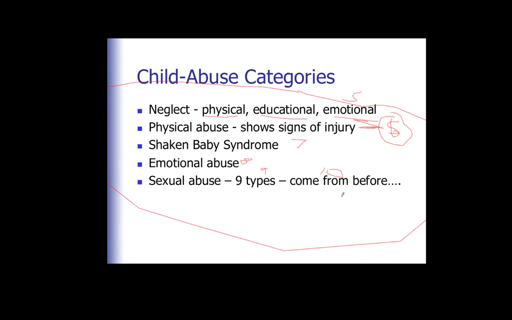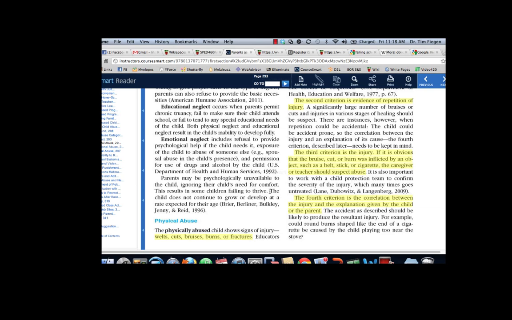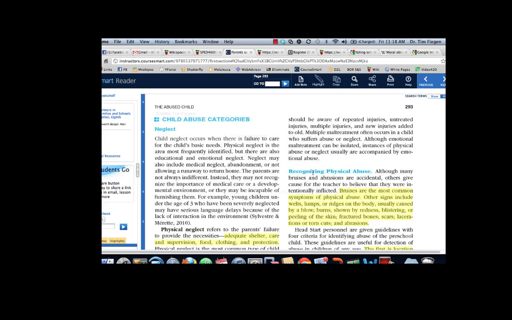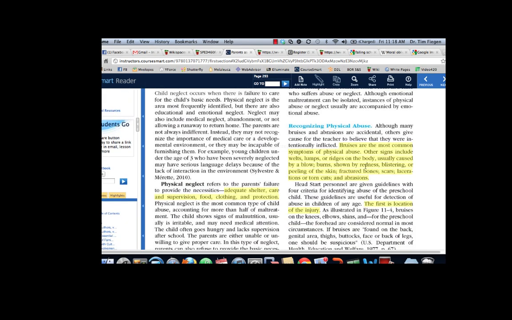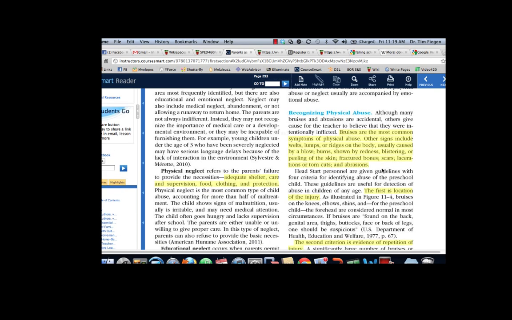Where does it come from? Let me just take you through these again here. All right, physical abuse is these, but it says here that to recognize physical abuse, many bruises and abrasions are accidental. Others give cause for the teacher to believe that they were intentionally inflicted. Bruises are the most common symptoms of physical abuse. Other signs include welts, lumps, ridges on the body, usually caused by a blow, and burns, showing redness or blistering.